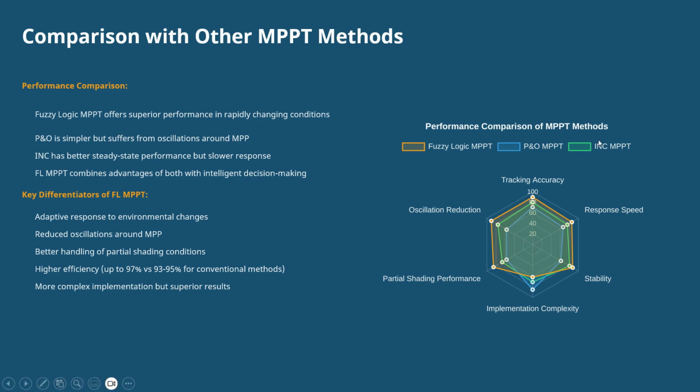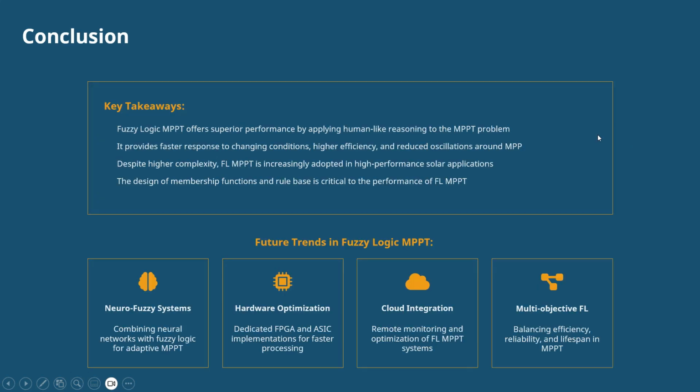Now we move to the conclusion. Fuzzy Logic MPPT leverages AI-inspired decision making to dynamically track the maximum power point. It handles nonlinearities, partial shading, and rapid environmental changes with better precision than traditional methods. The key to success lies in the decision of the rule base and membership functions that we define while designing the fuzzy logic system.